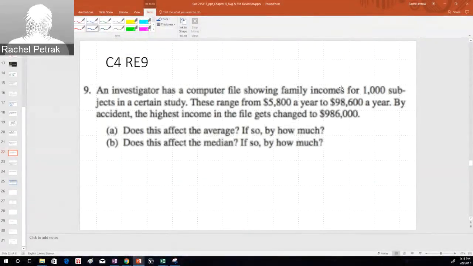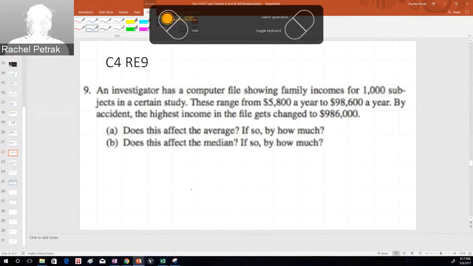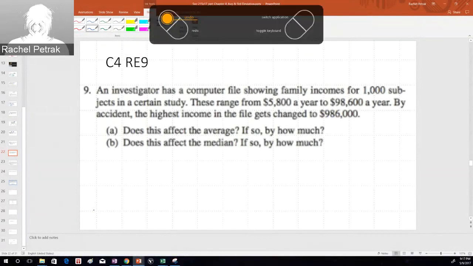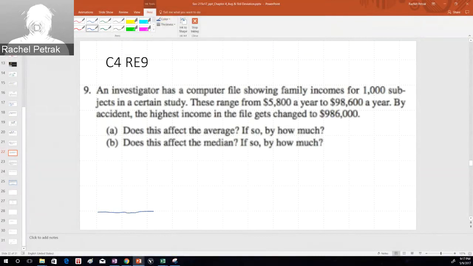A year to $98,600 a year. By accident, the highest income in the file gets changed to $986,000. Nice. Does this affect the average? Well, yes, of course it does. Because if we add a big outlier into the group, then the average is going to be pulled in the direction of the outlier or of the skew.